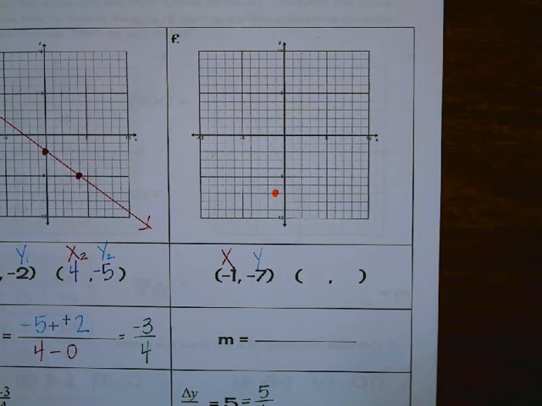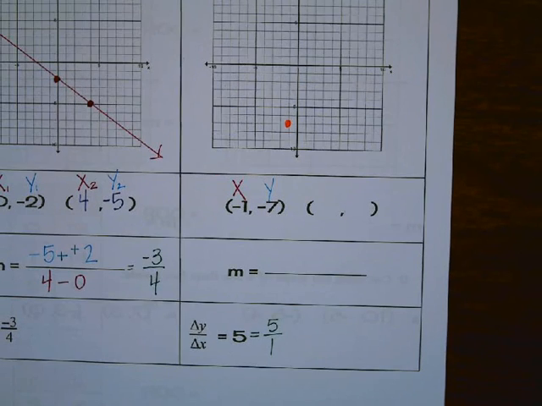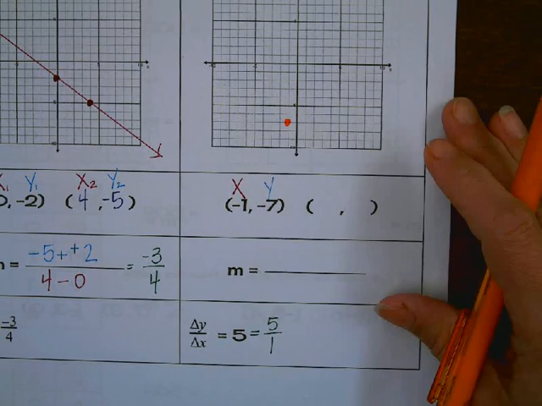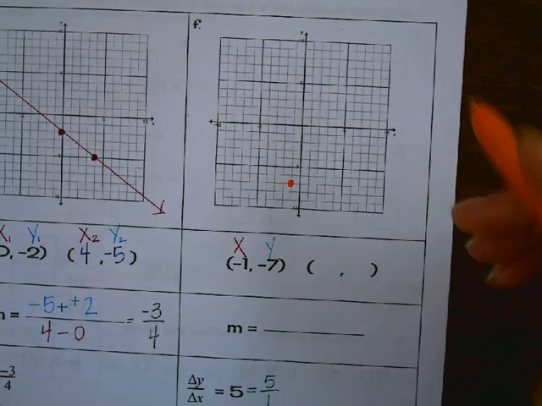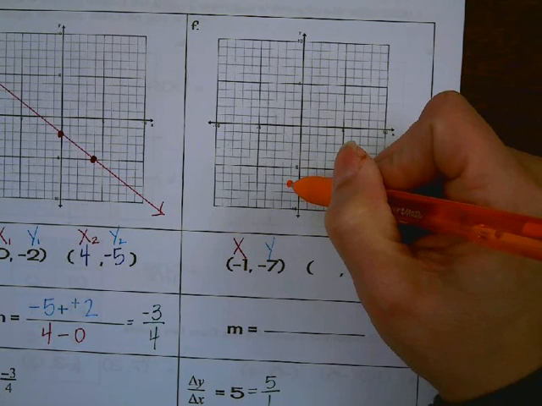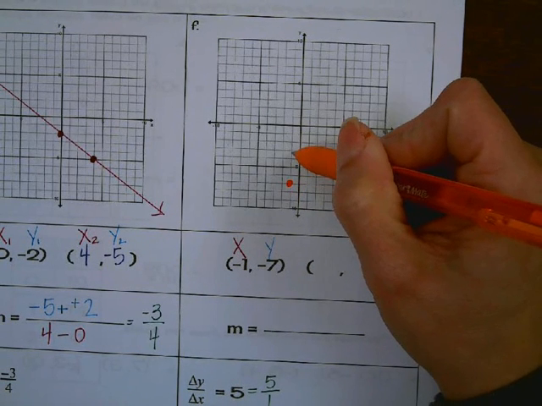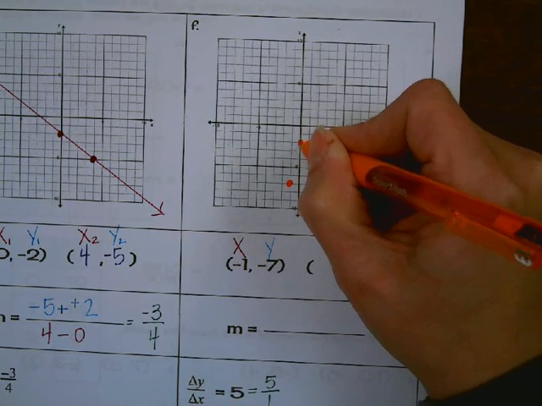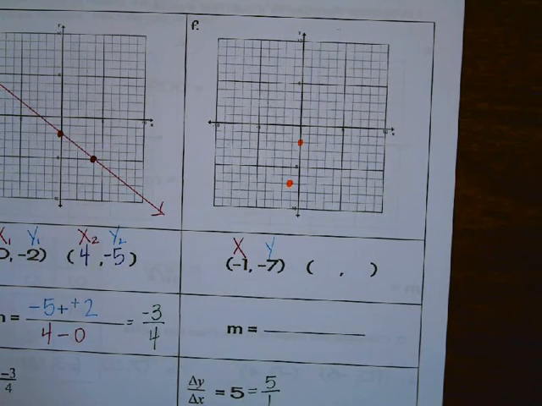So now we've got to go back and look at my rate of change. My rate of change was 5. So my rise is 5 and my run is 1. So from my point that I just plotted, I need to go up 5, because it's a positive 5, up 1, 2, 3, 4, 5, and then to the right 1, because it is a positive 1. I have my 2 points.